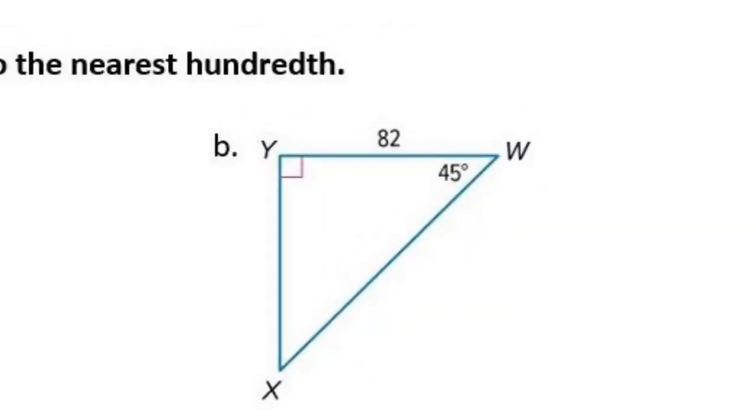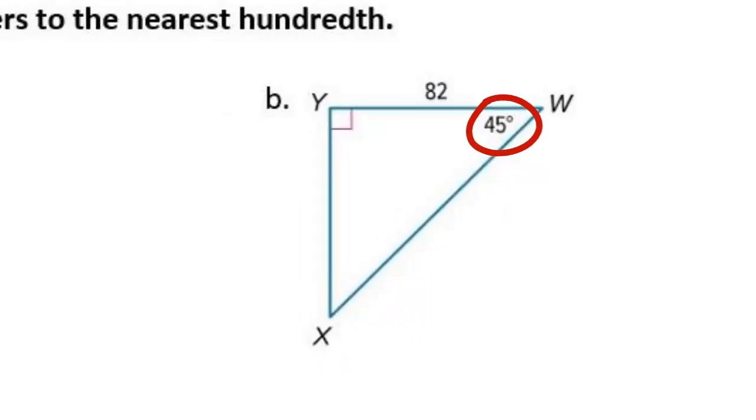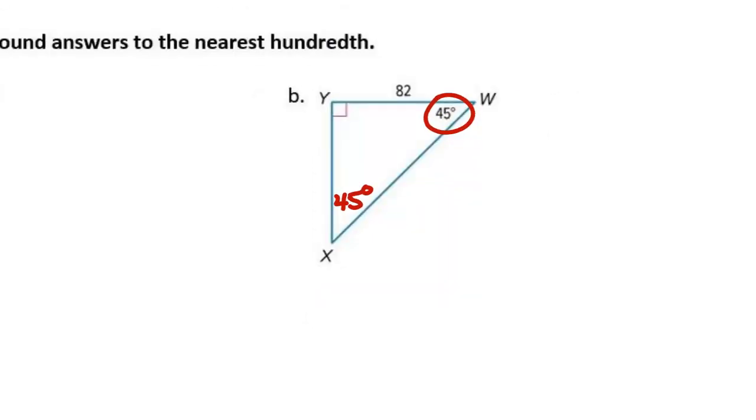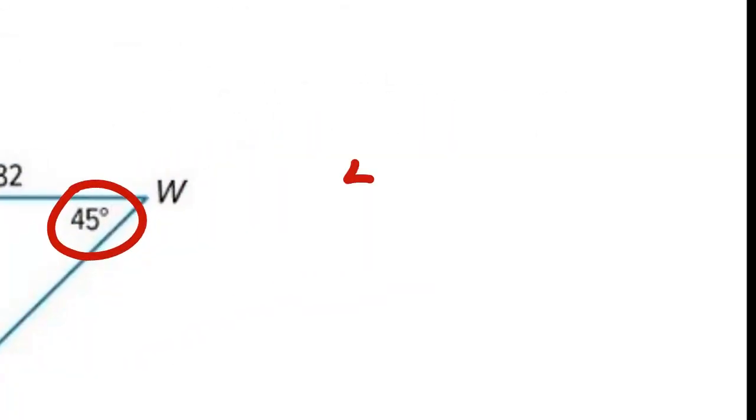First thing I notice about this problem, in addition to the right angle here, is that it has 45 here. If I have a right triangle where one of the angles is 45, how big does the third angle have to be? Has to be 45. When you have a right triangle and one of the angles is 45, the other one has to match it. It has to be 45. So this is a 45, 45, 90 triangle.